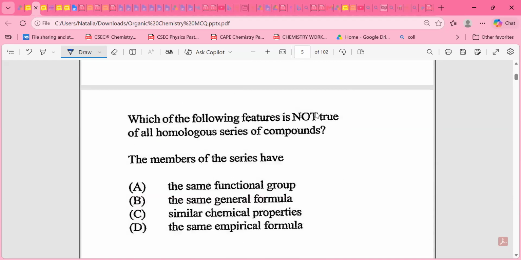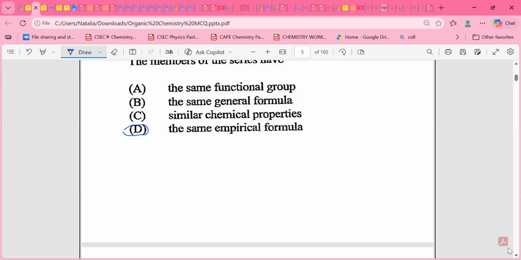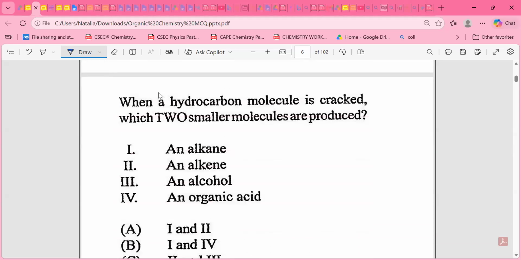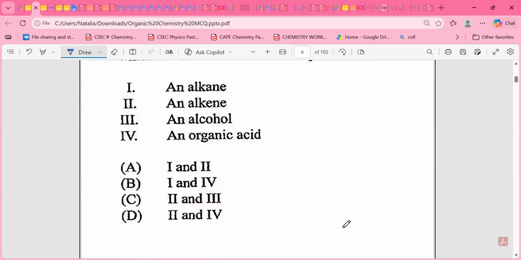Which of the following features is not true of all homologous series? All members of a homologous series have the same functional group, same general formula, and similar chemical properties. So the answer would be D. When a hydrocarbon molecule is cracked, alkanes can crack to produce alkanes and alkenes. So our answer would be 1 and 2. 1 and 2 is in option A.